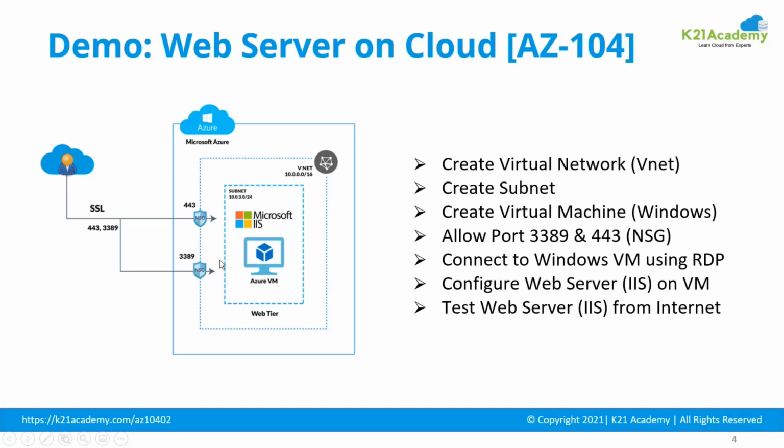Once I've opened port 3389, I'll be connecting to this Windows virtual machine, and then I'll be installing and configuring Microsoft IIS server on top of that. This Microsoft IIS server will be listening on port number 80 or 443. So I'm going to open port numbers 80 and 443 from the internet so I can access this Microsoft IIS server over the internet. So this is what I'm going to do in this particular lab for you.